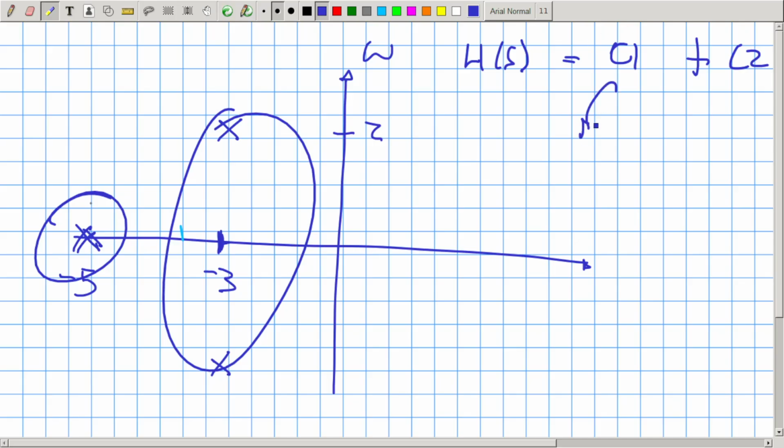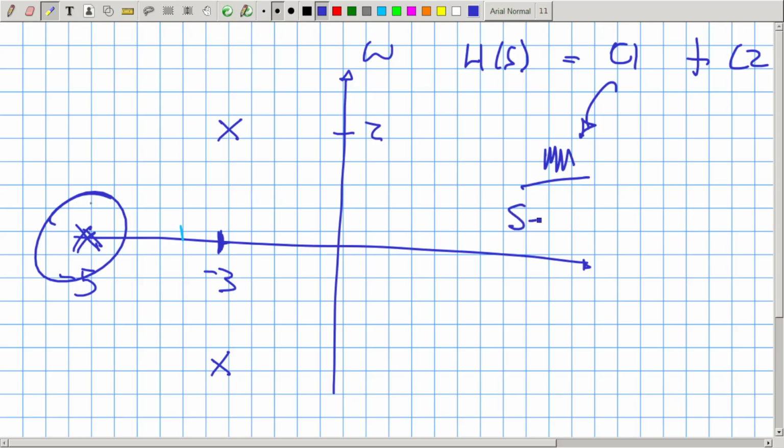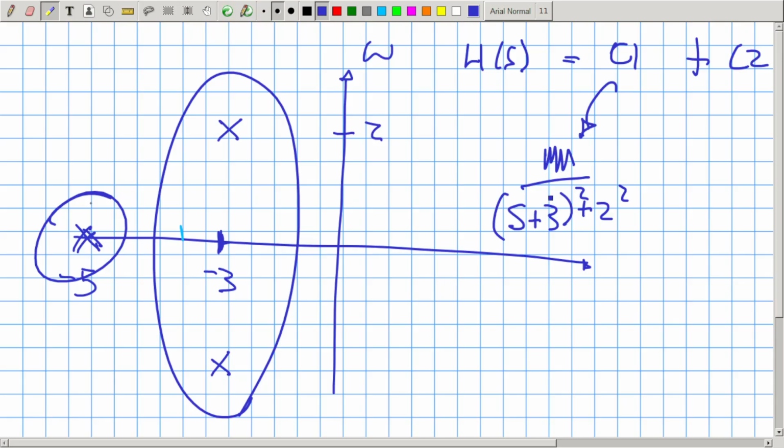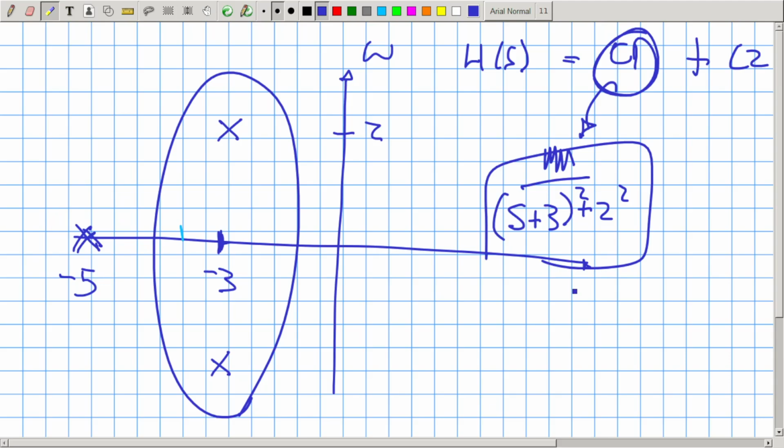And this part here, if this one is related to this part here, this one has to be something, the numerator divided by s plus 3 squared plus 2 squared. True? Do you see it? Do you see that this component here has to have this kind of structure as an h of s? Are we together on this?